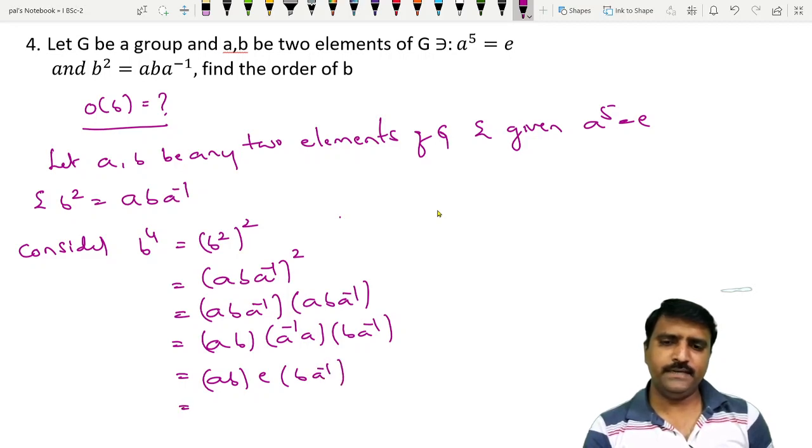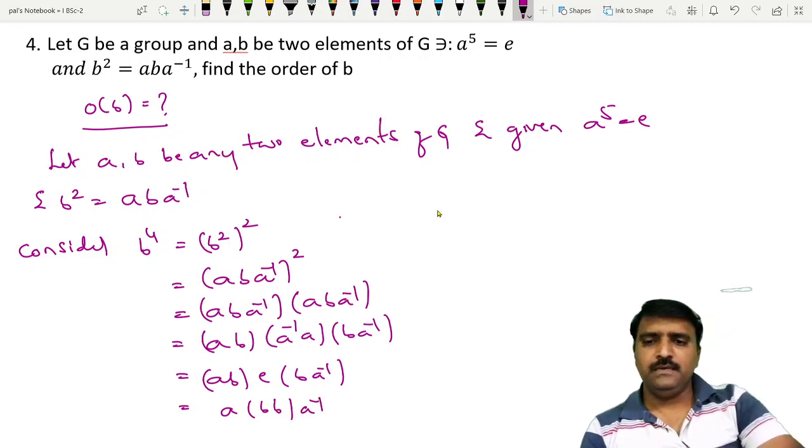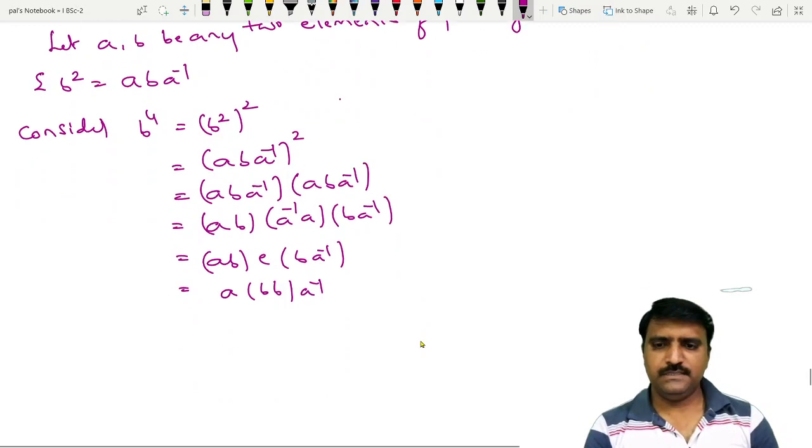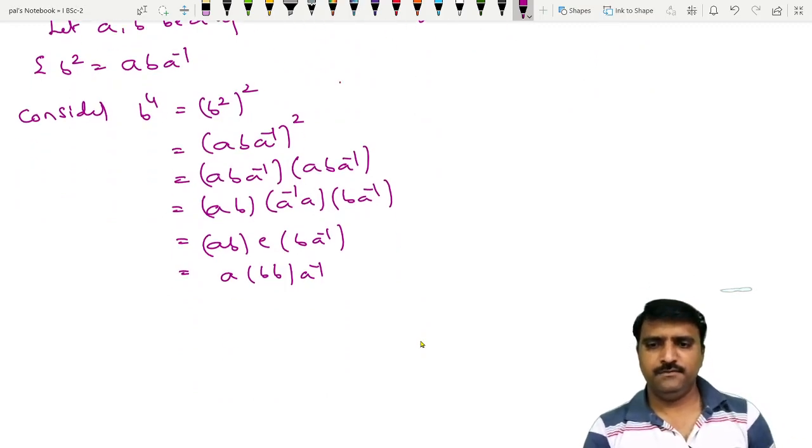As if you operate identity element, it gives the same. It is A into, take the middle statements B E into B, or you can write it as BB into A inverse. So now this is, which is equal to A into B square into A inverse. B to the power 4 is AB square into A inverse.